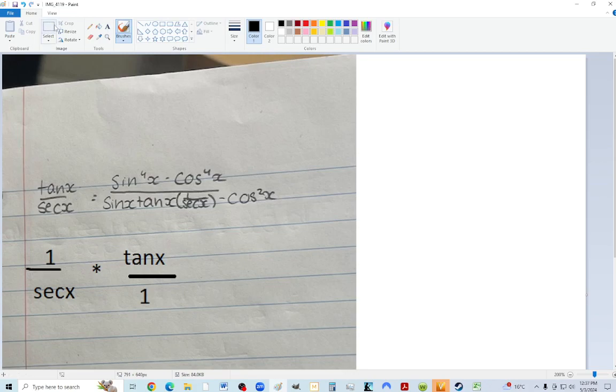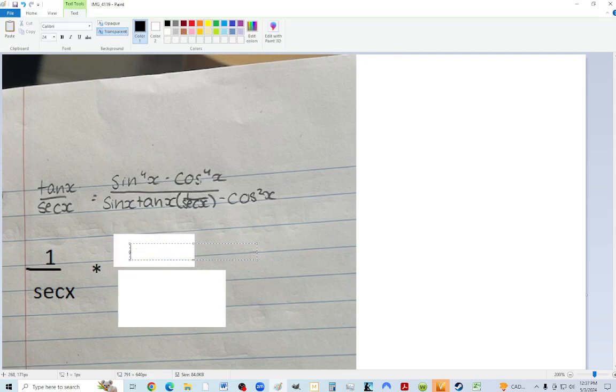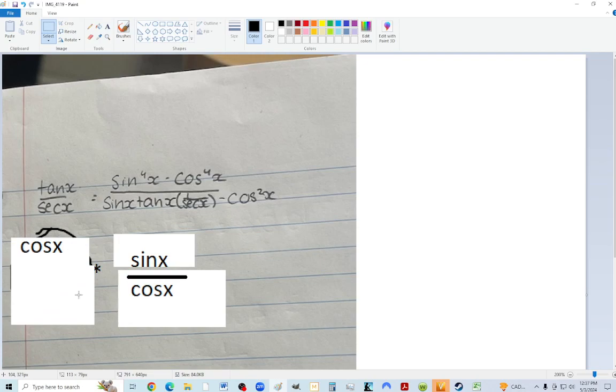Well, tan x is just sine x over cos x. That's what tan x is. It's one of the identities. And 1 over secant x is the same as cos x. That's what cos x is equal to. That's one of the identities. So that can be replaced with this. This is 1 over secant x, the same as cos x.